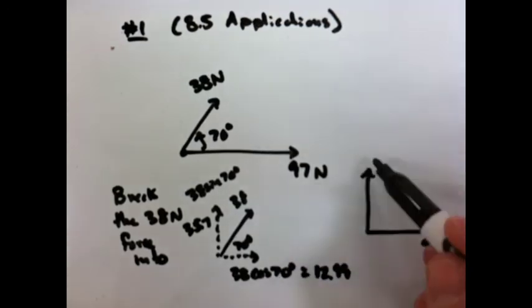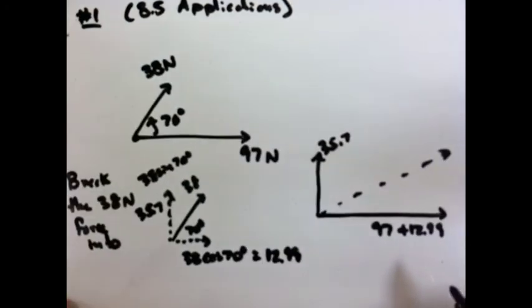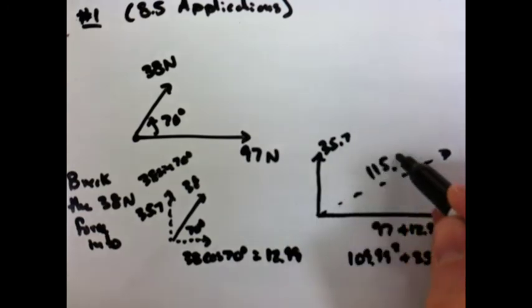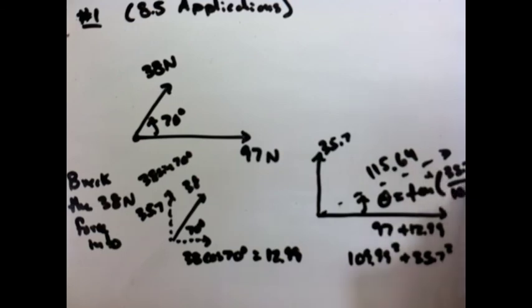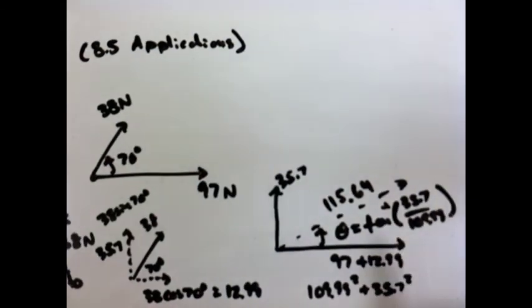Now you've got 2 horizontal ones that you could add together. So that'd be the 97 plus whatever the horizontal component of the 38 Newton was. And then you have an upward component of 35.7. Use the Pythagorean theorem. Use the inverse tangent, and you can figure out the angle. Then you've got your magnitude and your direction. Whew. Lots going on there.